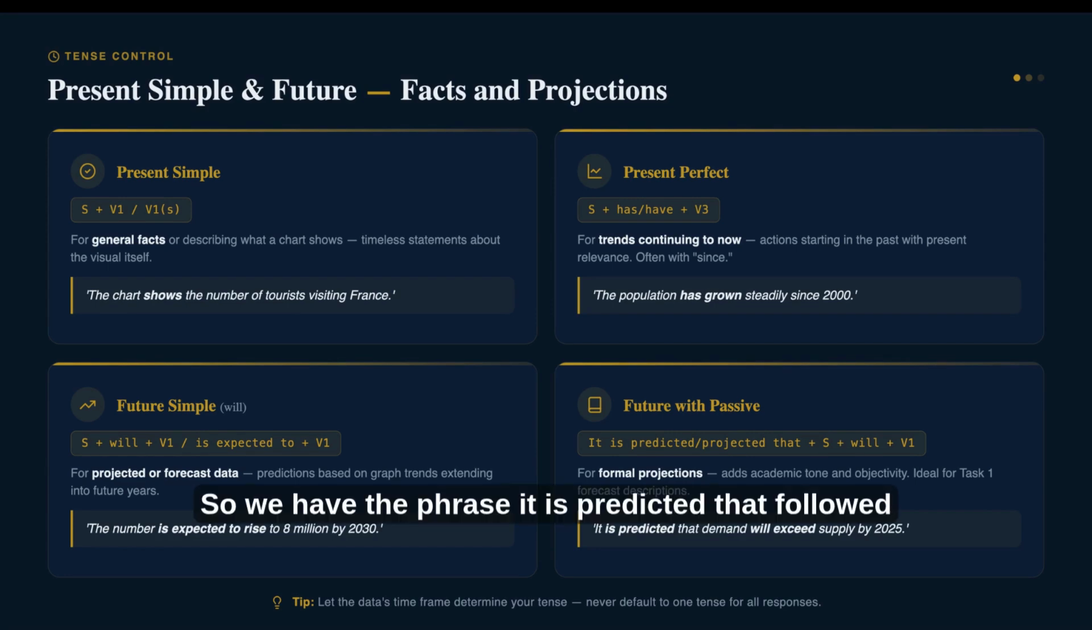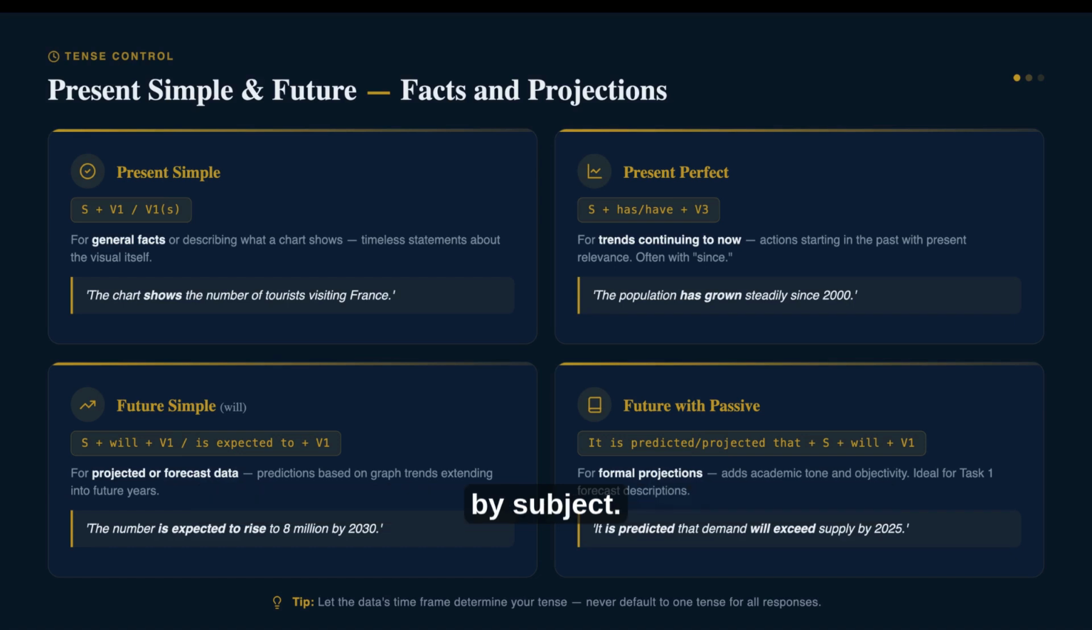So we have the phrase, "it is predicted that," followed by the subject, "the man", which is a noun, so it's a subject, then the auxiliary verb "will," and then the base form verb "exceed."